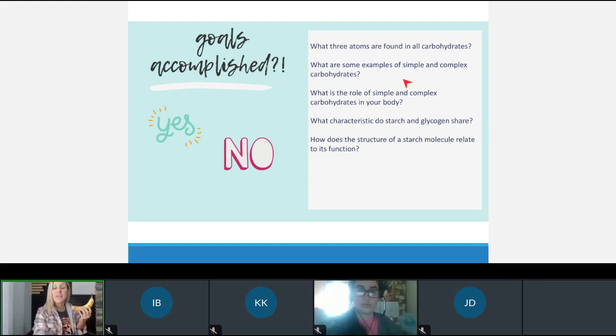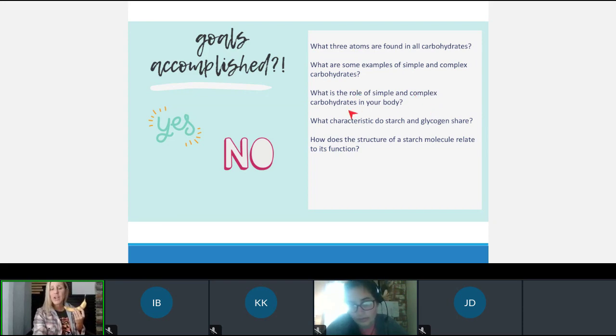What are some examples of simple and complex carbohydrates? Who remembers those -oses? Simple. It's a simple. Yes, fructose. That's a simple. What about a complex? Oh, yeah, mono and disaccharides. Good. Who remembers a complex? Think dairy. Think dairy. A starch. Good. Lactose. Good. Perfect.